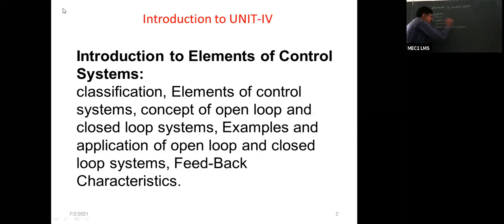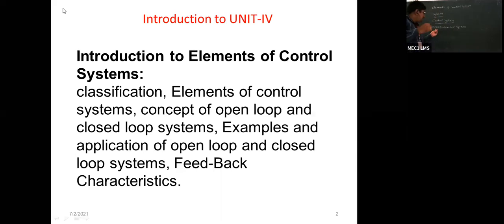And what is a control system? A control system is a system in which we can control the output variable. That means the output of the system we can control according to our desired output. That is called a control system.